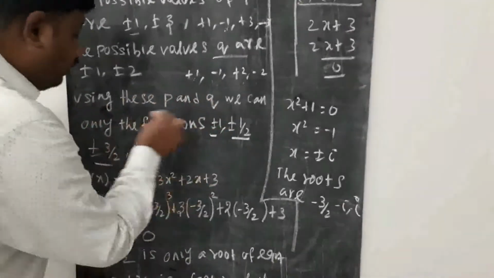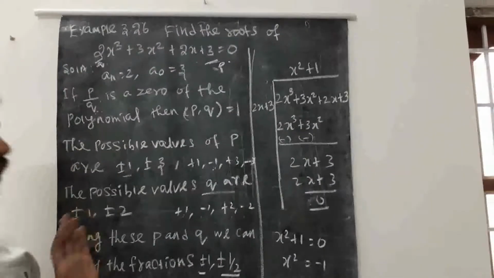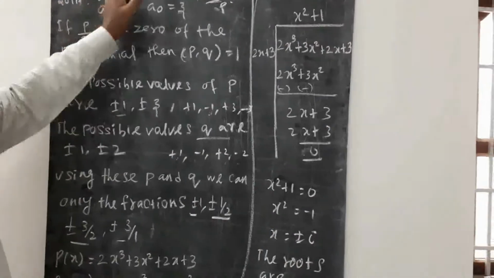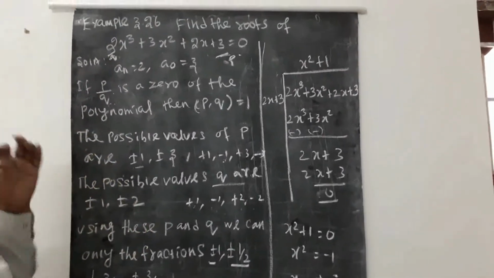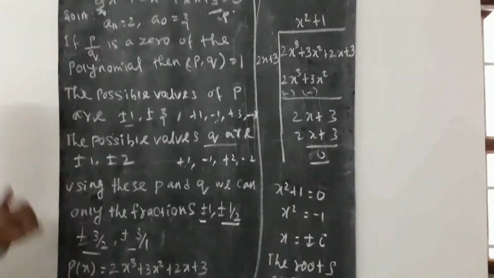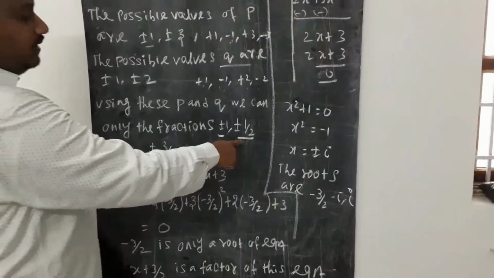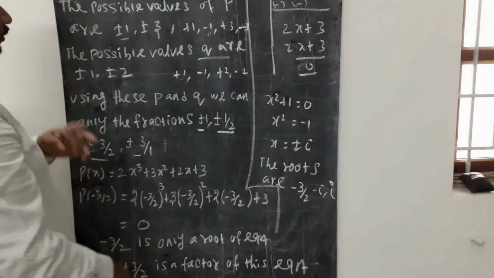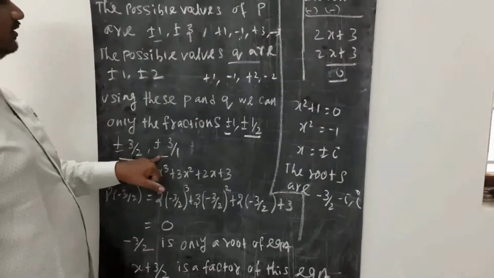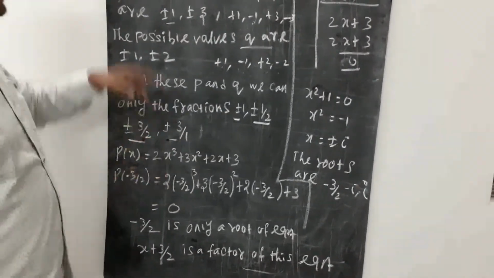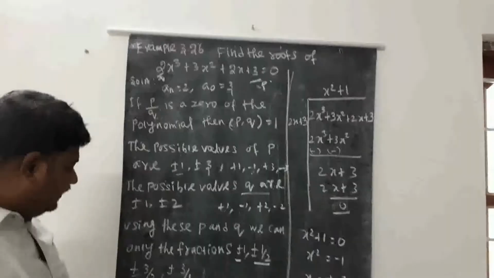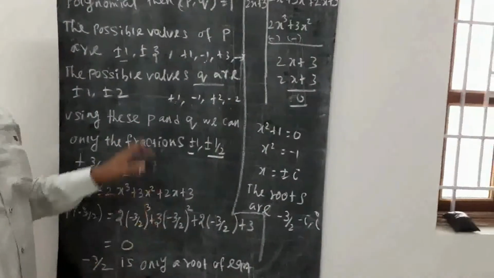So these are the possible solutions of this equation, not exact solutions, because a cubic equation has only 3 roots. So how do we find the solution? We have plus or minus 1, 2 values; plus or minus 1 by 2, 2 values; here 2 values, here 2 values. Totally 8 values. You can substitute these 8 values in this equation, and where you get 0, that is the solution of this equation.